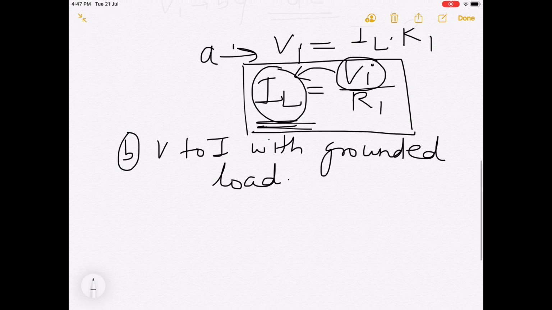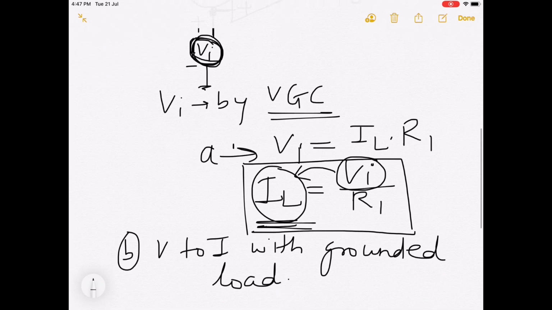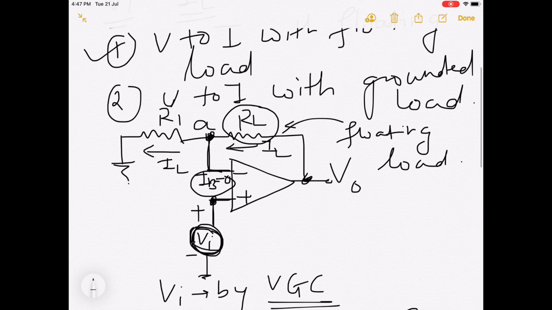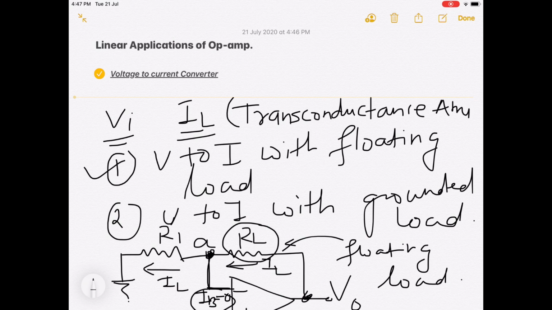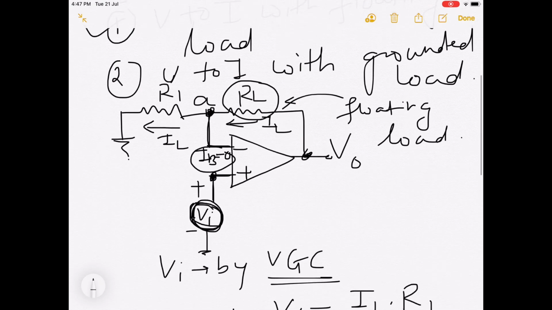Before starting that, I want to tell you one thing: V to I converters are also known as transconductance amplifier. In exam there may be a question like this: write a short note on transconductance amplifier. Transconductance amplifier is nothing but the V to I converter. Okay, keep this in mind.